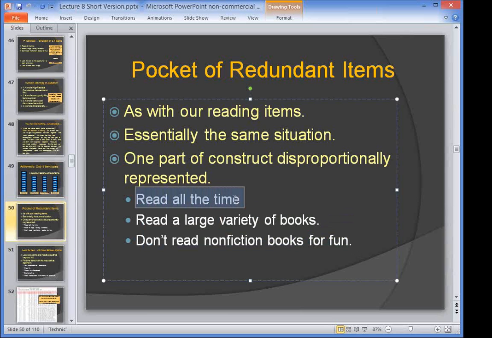If somebody endorses the item read all the time, they tend to endorse the item read a large variety of books. It's very difficult to read all the time without reading a variety of books, right? If they endorse one of these 2 items, they also tend to endorse this item, don't read nonfiction books for fun. So all of these items are correlated. You endorse one of them, you tend to endorse all of them. The total scale score no longer reflects the Rasch dimension. It reflects signal that aggregates over these 3 items.